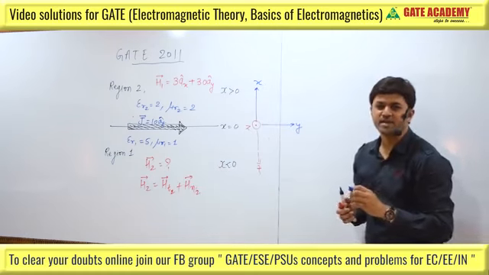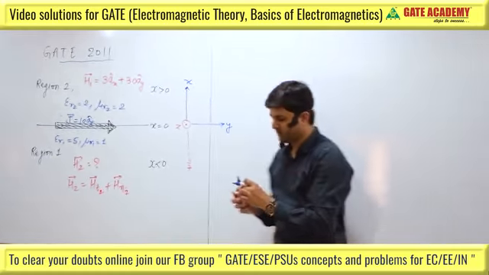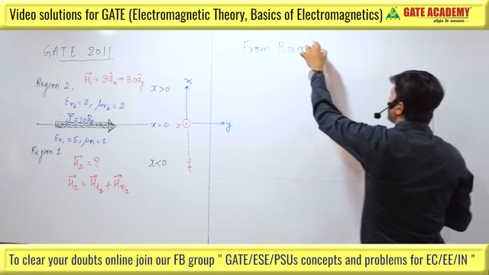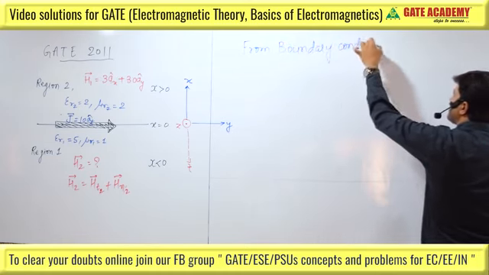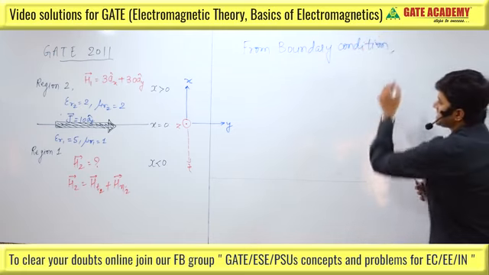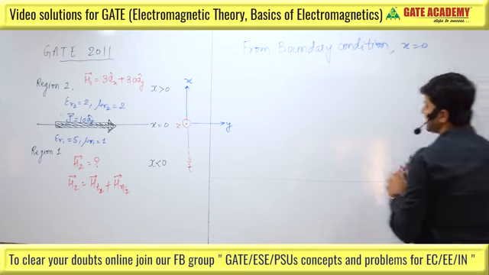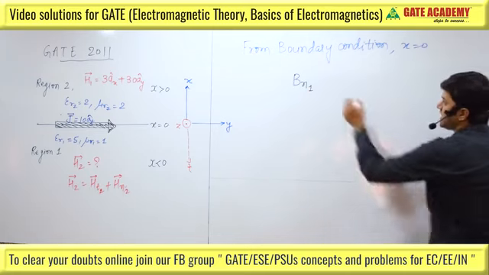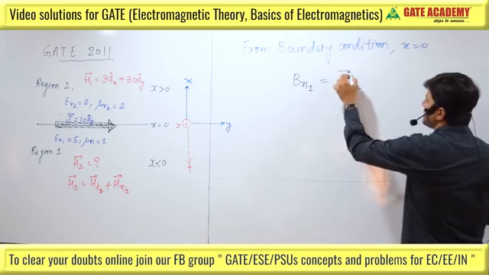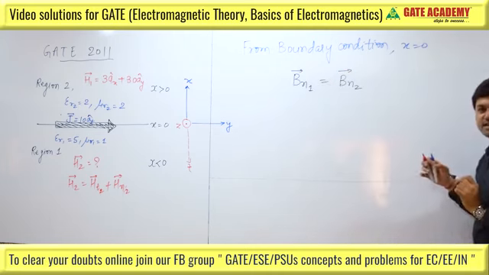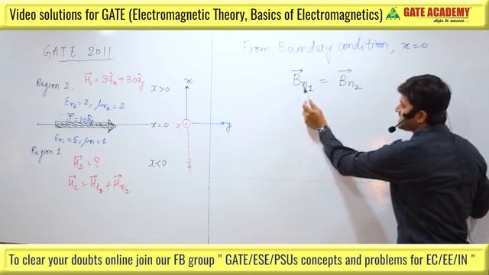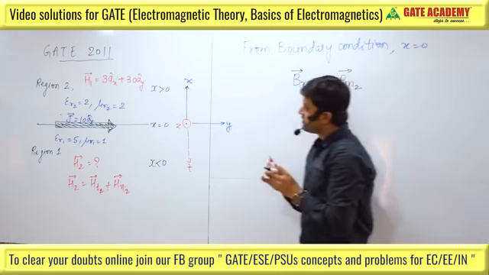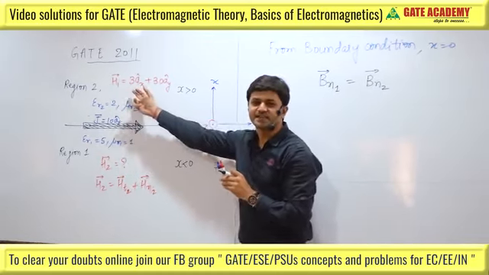Magnetic field in region 2 will be the sum of the tangential component and the normal component. Now from the boundary condition, at the interface, that is at x equal to 0, we know that the normal component of magnetic flux density in region 1 is the same as the normal component of magnetic flux density in region 2. Now we have the magnetic field intensity in region 1.